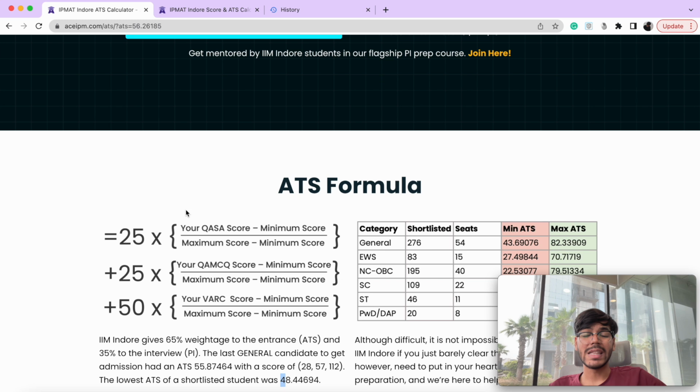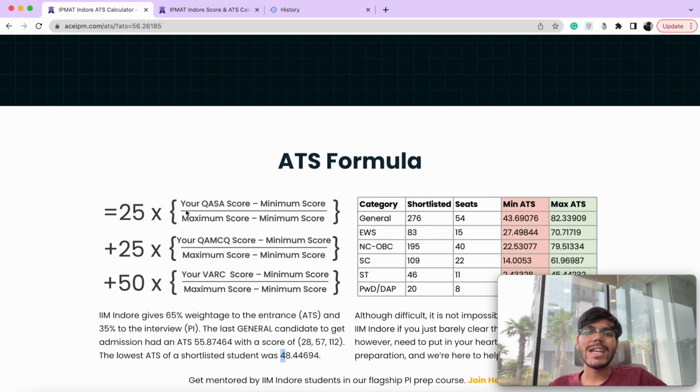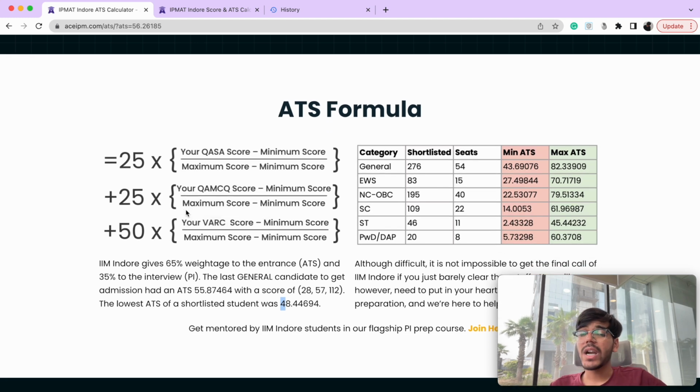So moral of the story, yes, ATS is something that matters. ATS is something that you should be aware of, but even if you have a low ATS, you shouldn't be worried about it. You should, however, maximize your preparation, focus on it in a way that you're maximizing the score that you're getting in the remaining 35% of the weightage, because you cannot change your aptitude test score. You surely can change how your interview goes.